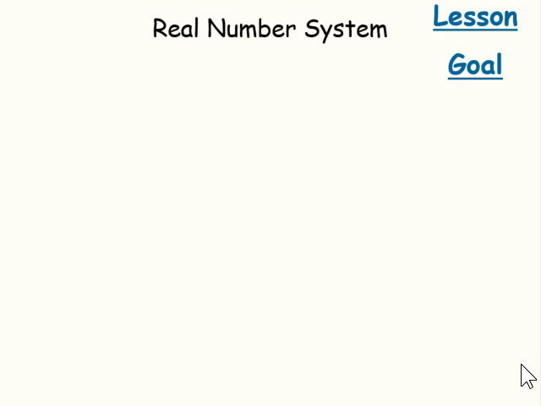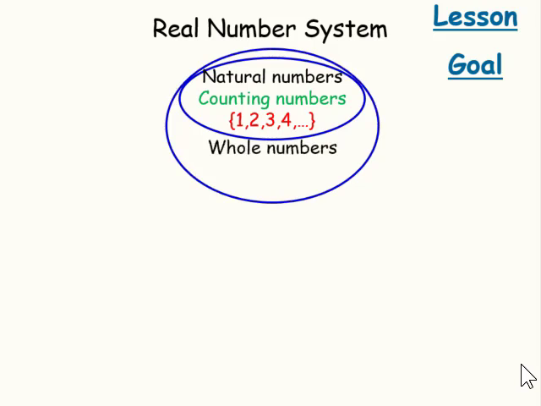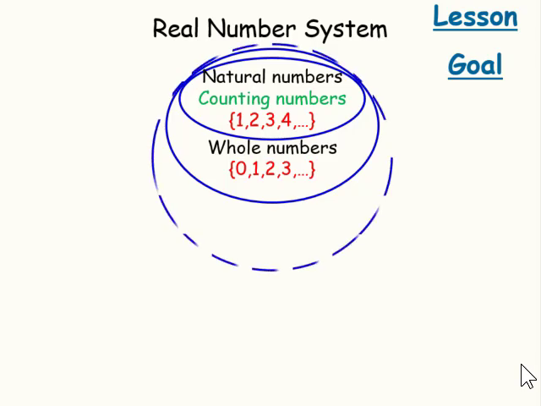In our lesson for today, we'll be dealing with the real number system. Natural numbers are counting numbers. This set includes 1, 2, 3, 4, and so on. Whole numbers are counting numbers plus 0. This set includes 0, 1, 2, 3, 4, and so on.